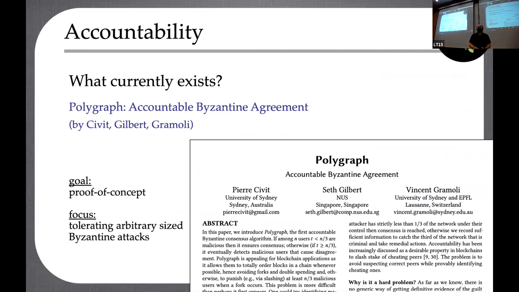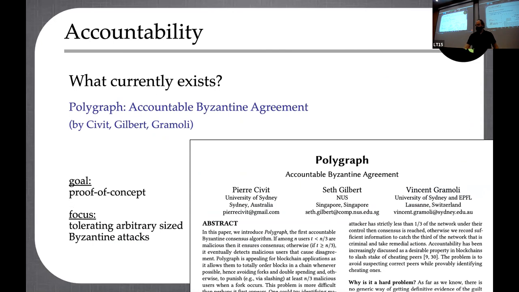So what have we done? Well, a couple of years ago, we had sort of a proof of concept, which was called Polygraph. This was actually integrated into the Red Belly blockchain, which is an Australia-based blockchain. But essentially it's a proof of concept for accountability. It focuses on tolerating arbitrary sized Byzantine attacks, even more than the 1/2 or 1/3 fractions you're supposed to be able to tolerate. And so it shows that accountability is an idea that can work.